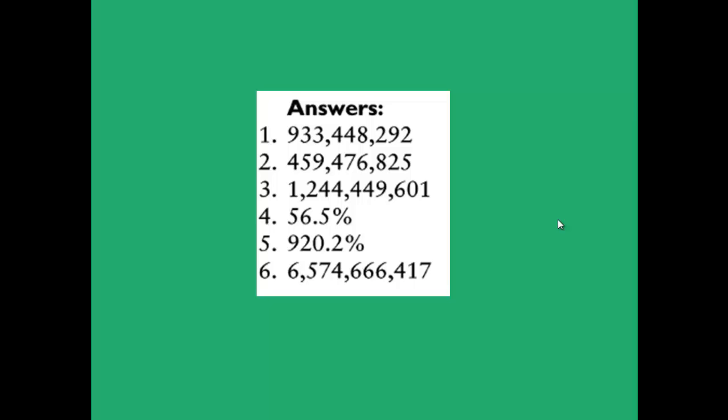And finally, we have number 6. What was the total world population in 2007? The total world population in 2007 was 6,574,666,417.